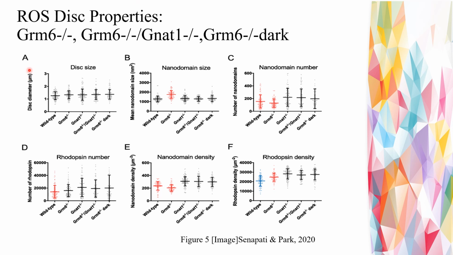Here you can take a look at our chart, and we can now see some differences and some adaptations because of the environment in which our nanodomain size increased for GRM6. There was no change in the number for GRM6. And when we take a look at GRM6 nanodomain density, it increased. It exhibited different adaptations compared to that of the GNAT1.